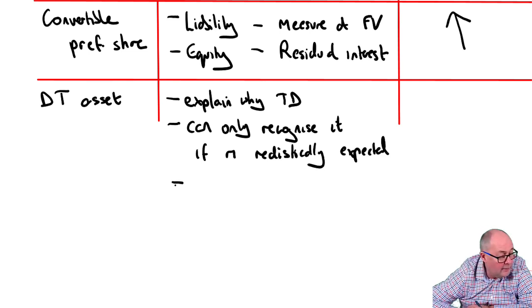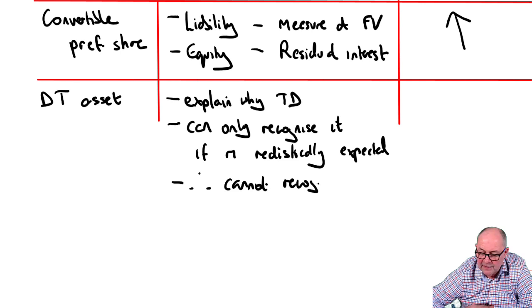look at this scenario. It says they're making losses at the moment. So probably in these questions, you end up saying you cannot recognize the deferred tax asset.